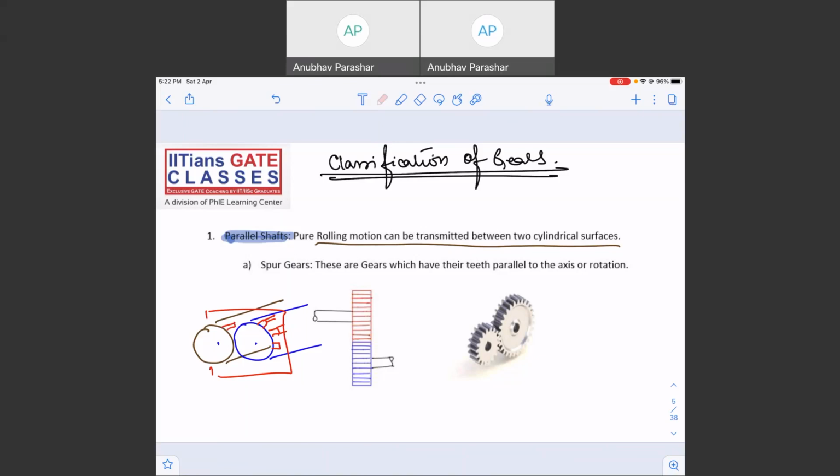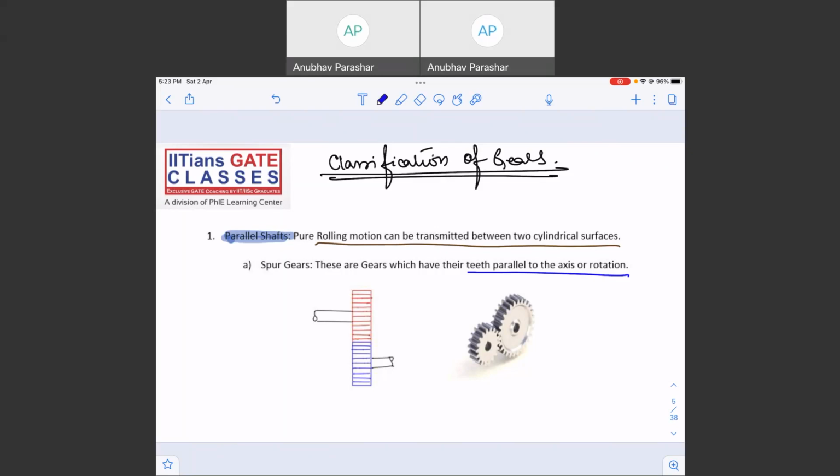Now, on the basis of how the teeth are made, if the teeth that are made on the cylinder are parallel to the axis of rotation, it will be known as a spur gear. So this kind of classification is being asked. What is a spur gear? They will give four options: which of the following gears have the teeth parallel to the axis of rotation? Spur gear, helical gear, herringbone gear, or bevel gear. So you should know the different classifications.